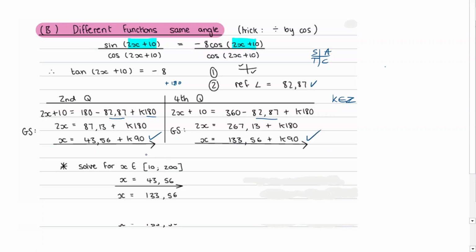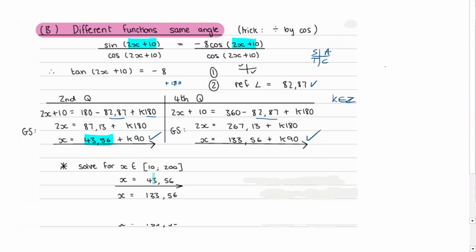The next question that typically will follow is to ask for a specific solution, or they'll say solve for x. And so here's a random domain that I've made up from 10 to 200. And so what you'll do is you'll start by saying, is this angle that I got in my general solution, is that somewhere between here? And 43 is, so it will be an answer. Then if I added the number that's with k, that's 133.56. Is that still between here? Yes, so it's also an answer.